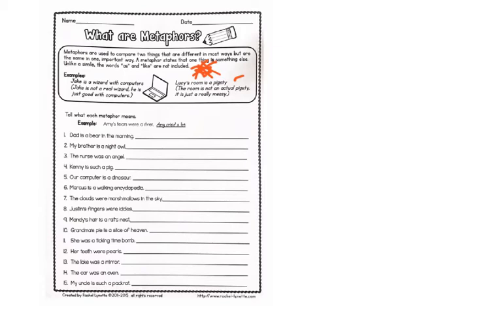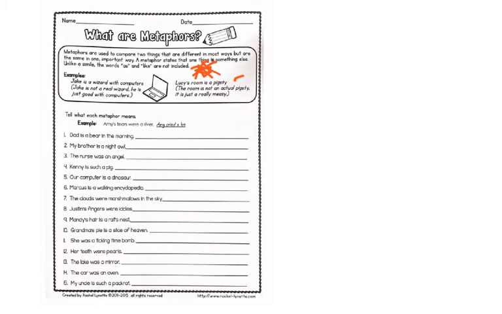Tell us what each metaphor means. So that is the directions for this sheet. You're going to say what it means. So Amy's tears were a river. So what that's saying is that Amy cried a lot. She was really just crying so much that it seemed like it could fill up a river. But we know that's not really true.